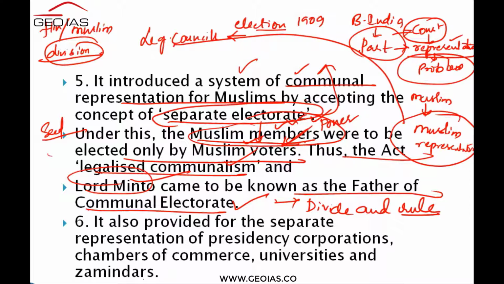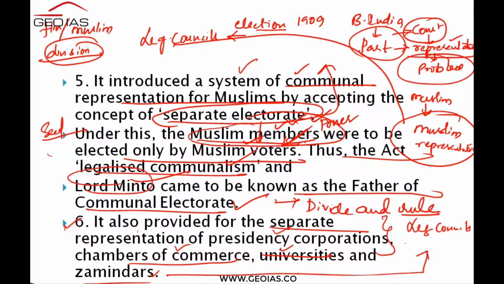The sixth provision of this act is it provided for separate representation of presidency corporations, chambers of commerce, universities and zamindars. So separate representation in the legislative councils: some of the members from these presidency corporations, chambers of commerce, universities and zamindars will be nominated to the legislative council to represent these people. So this is about the Act of 1909.